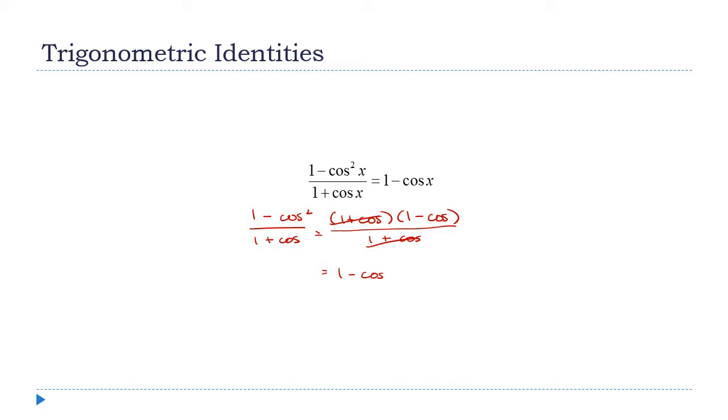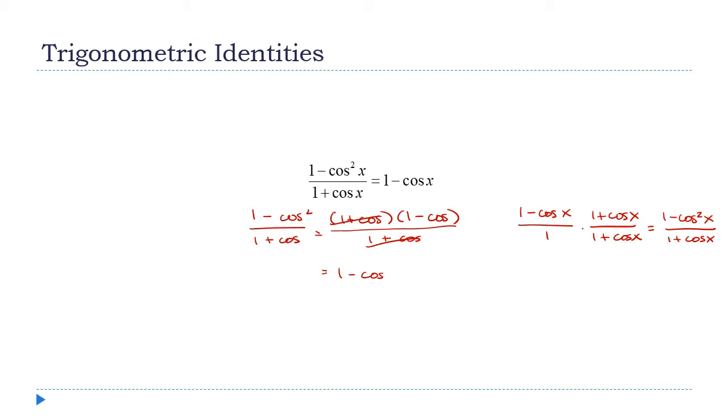All right, another way, I could have started with 1 minus cosine x and then done this. Make that over 1. Multiply this by 1 plus cosine over 1 plus cosine. That's fair, let's multiply the top and bottom by the same thing. The numerator here, if you multiply that out, is 1 minus cosine squared, and the denominator is 1 plus cosine. So it works either way.